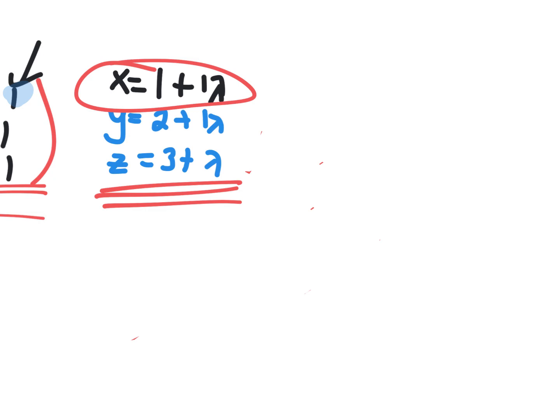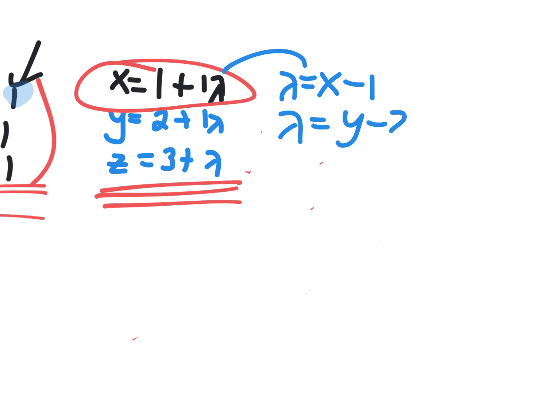I got y equals 1 plus x. I'm going to ask you to tell me one thing at a time. What did you get from this little equation? You learned something from that equation. Lambda equals x plus 1. You solve them all for lambda. Yep, lambda equals that. Lambda equals what here? Y minus 2. And the third one. Z minus 3.